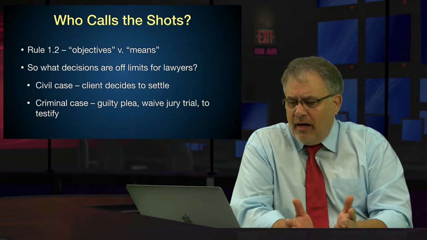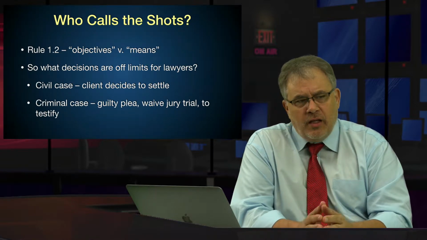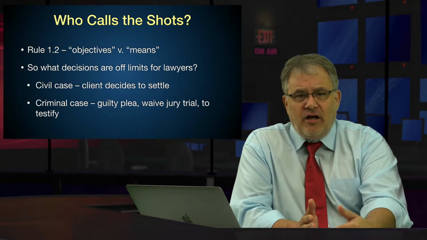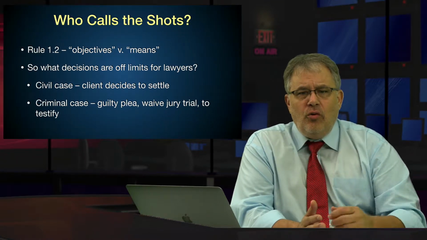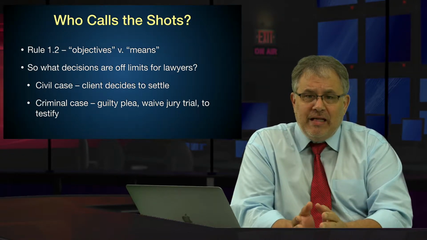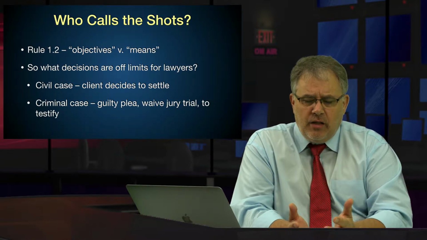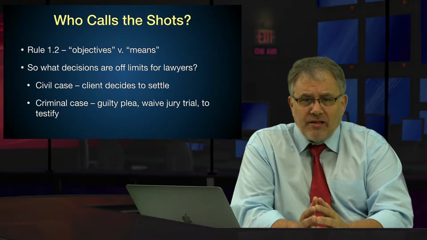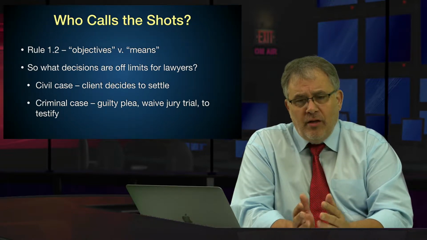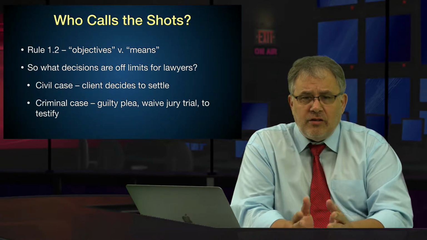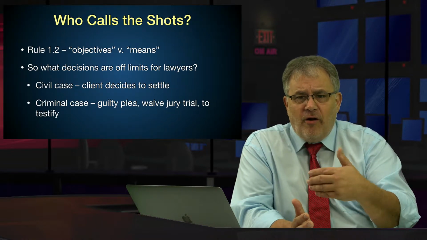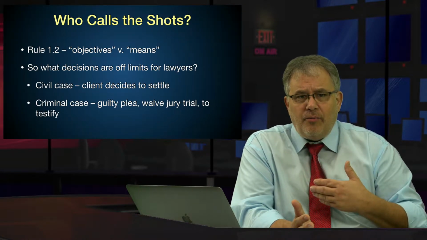Rule 1.2 I think of as the rule that says who calls the shots. And what it's really looking at is the objectives of the litigation versus the means of the litigation. And as a general rule, lawyers decide the means, the way in which we're going to proceed. The client decides the objective. And because the client decides the objective, we're in an attorney-client relationship. This is an agency relationship. This is a contractual relationship. My authority to be involved in this legal issue flows from the client that I'm representing.